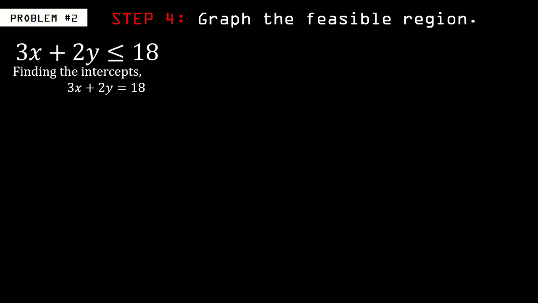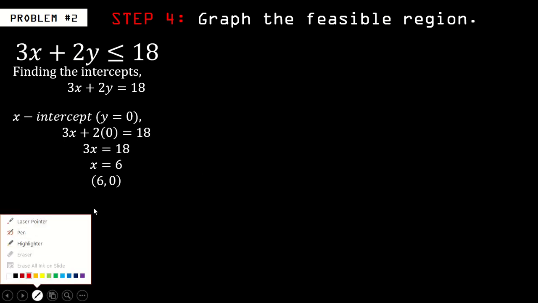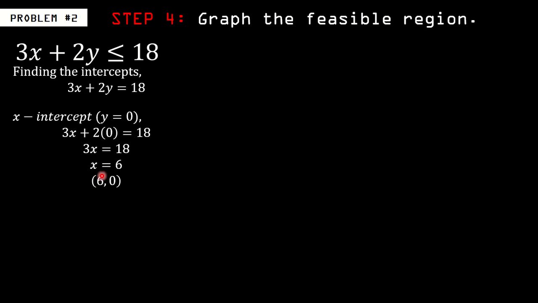So finding the intercepts, again, for the x-intercept, we let y be equal to 0. So we'll have 3x plus 2 times 0 equal to 18. Okay, and then 2 times 0 is 0, so 3x is equal to 18. Dividing both sides by 3, x is equal to 6. So therefore, the x-intercept here is 6, 0.